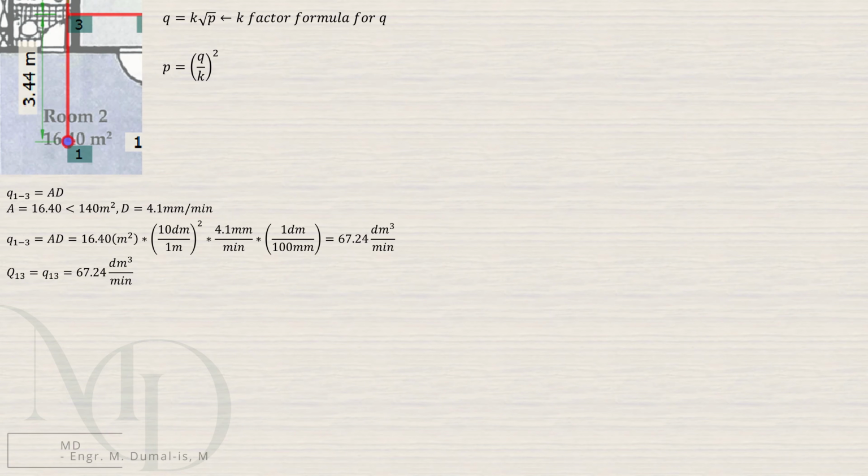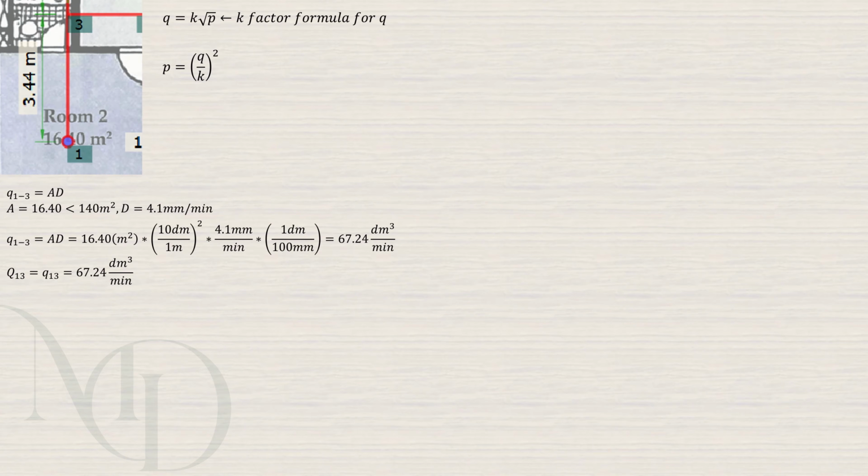Next, we will be using the K-factor formula for discharge. In this case, we already know the discharge value from our previous step. What we now want is the pressure demand value because it represents the required pressure at the sprinkler located at node 1. Knowing this allows us to compare it with the minimum pressure requirement in the code, which is 7 psi or roughly 48.263 kilopascal.